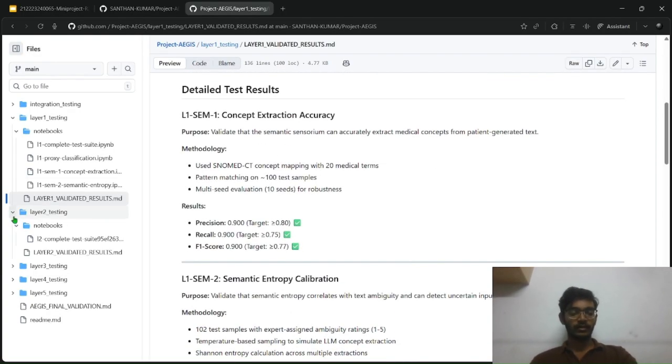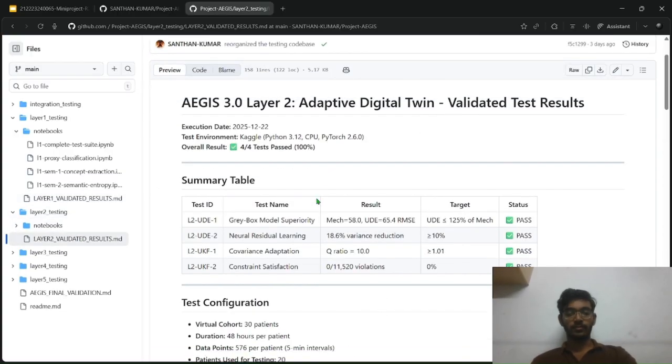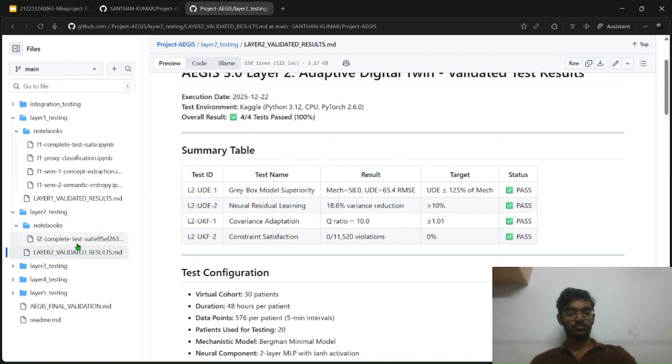So coming to layer 2, similarly in layer 2, the code implementation can be seen as follows.